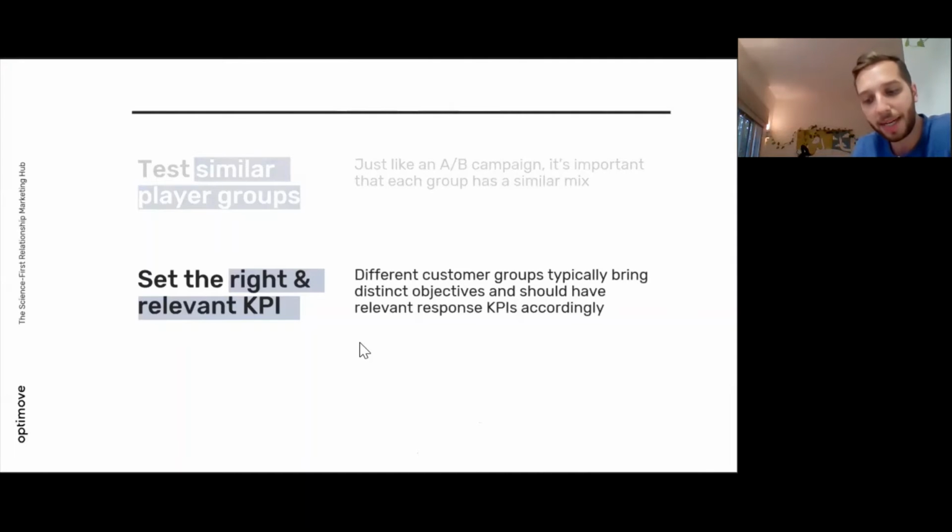Different campaign groups typically bring distinct and unique objectives. If we're talking about a campaign that would be sent to active customers versus churned customers, those groups have different objectives. In one, we want to increase the value and keep them retained. In the other, our goal is to reactivate them. So make sure you're measuring the performance of the campaign with the relevant KPI.